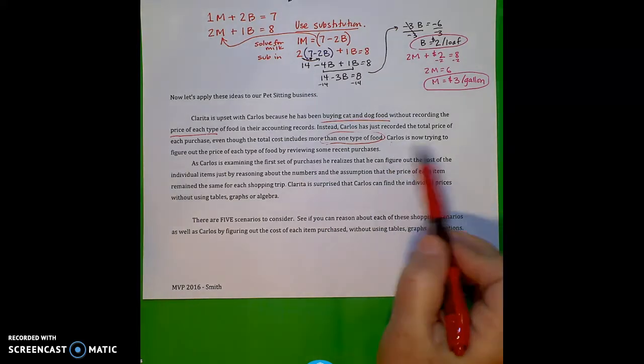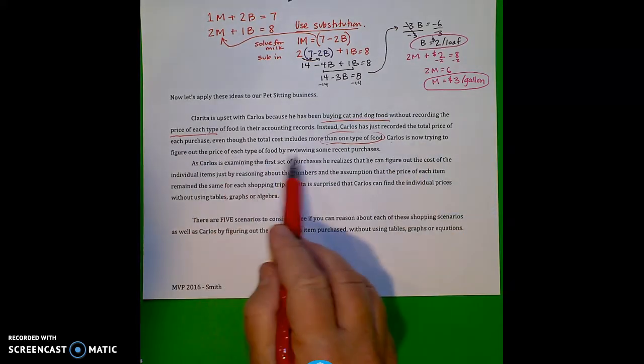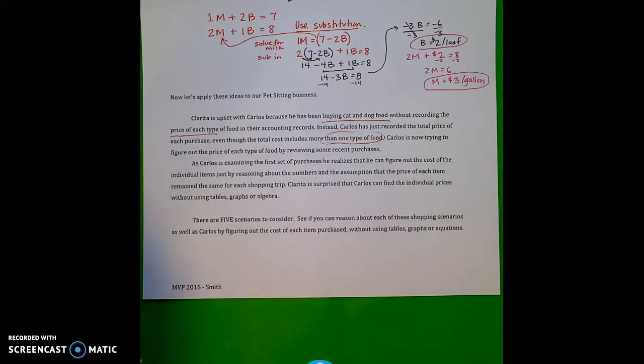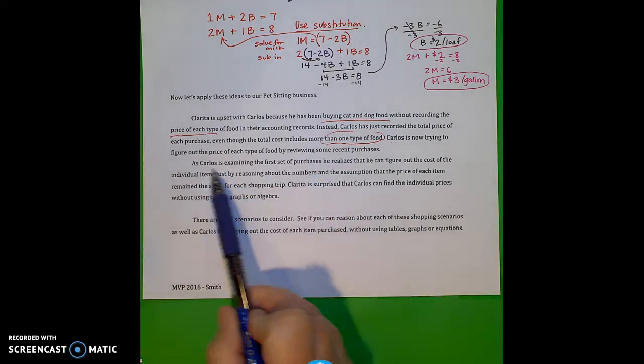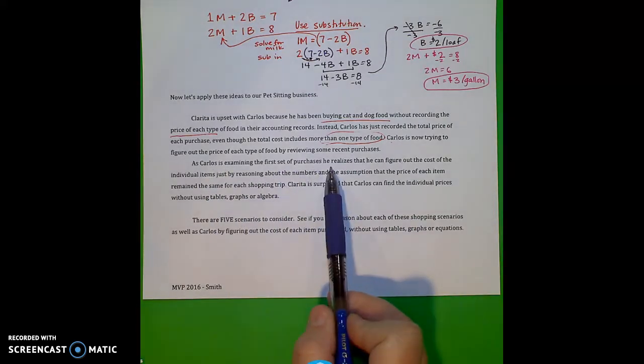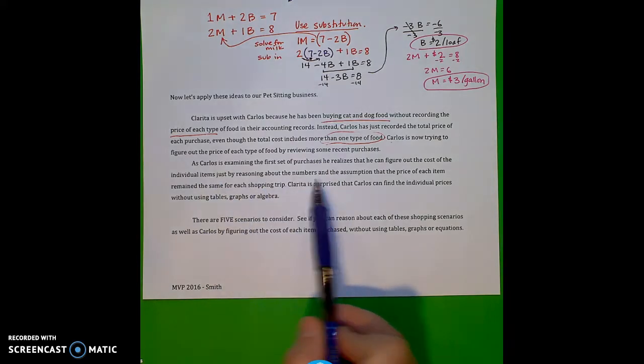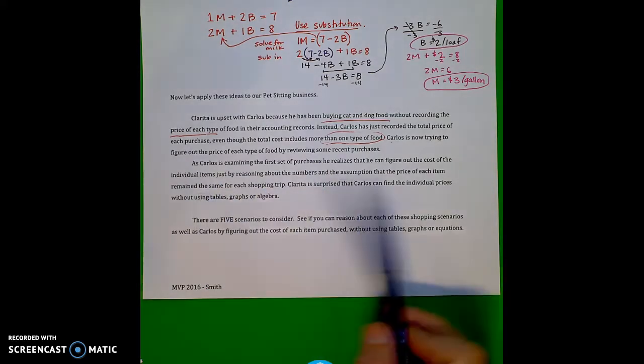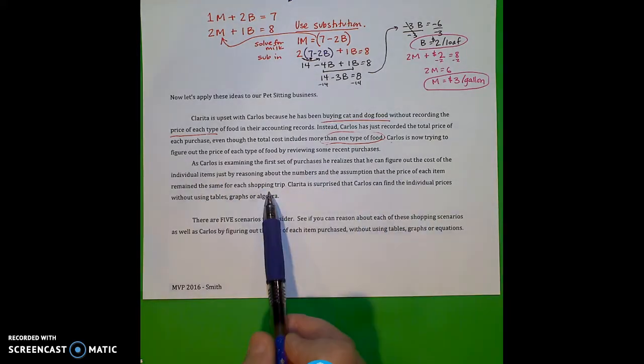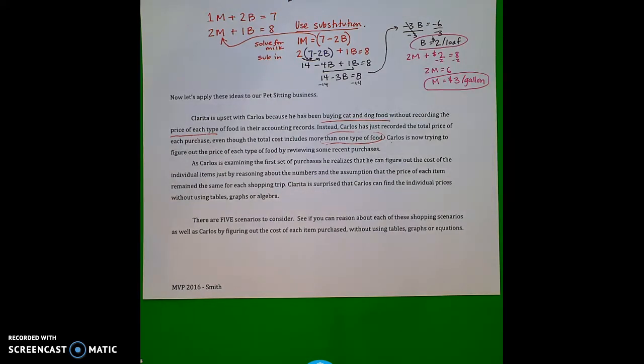So now Carlos is trying to go back to figure out the price of each type of food by reviewing some of the recent purchases. It's kind of like in our milk and bread example. We didn't know the price individually, but we could figure it out. As Carlos is examining the first set of purchases, he realizes he can figure out the cost of individual items by reasoning about the numbers and the assumption that the price stayed the same for each shopping trip. We'll keep that assumption in place.